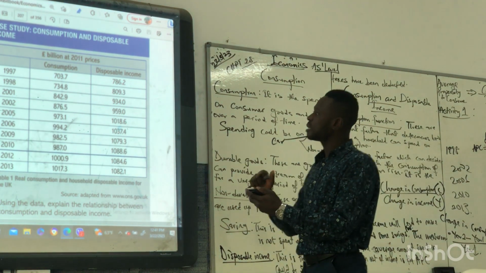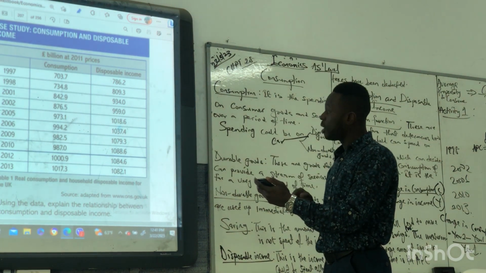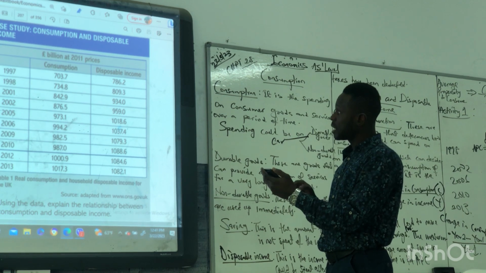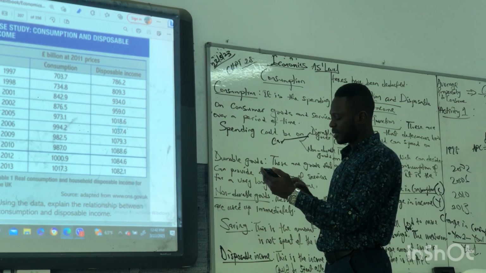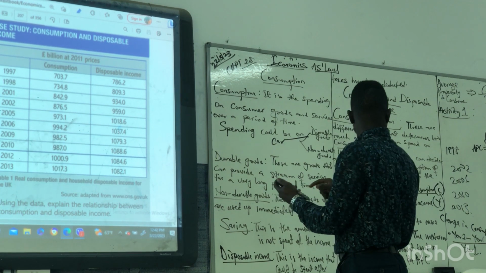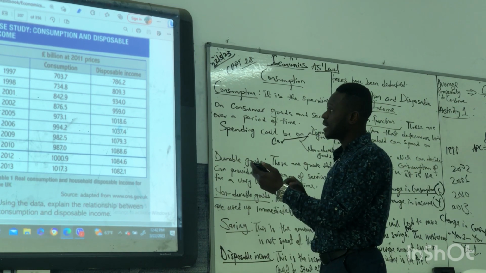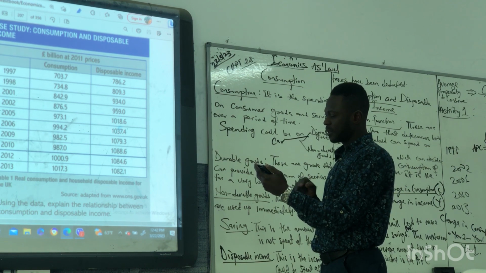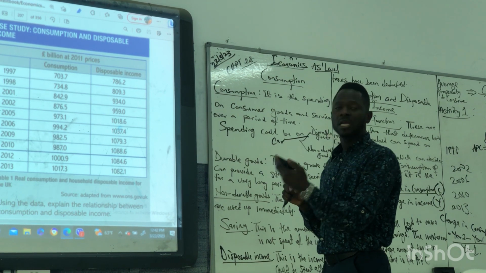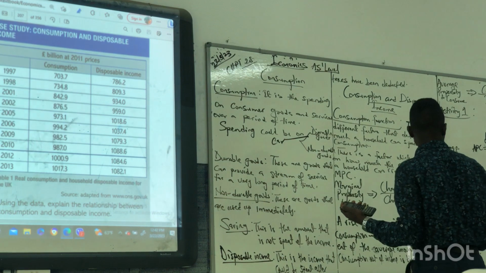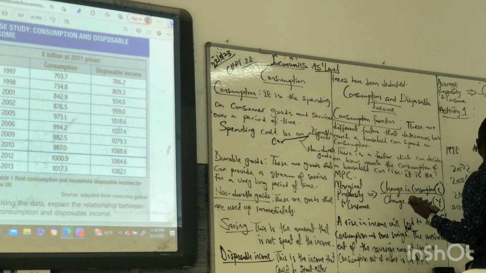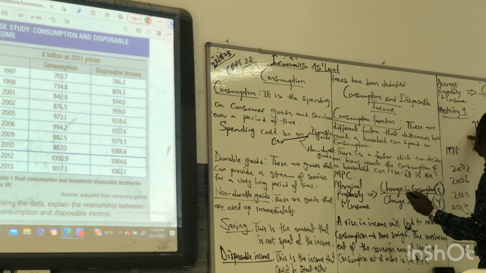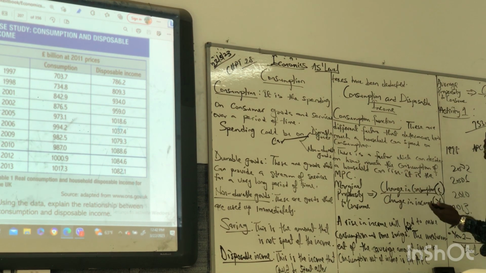So our year 2 consumption is 734.8 minus 703.7, divided by 703.7. That gives us 0.04, the change in consumption, over the change in income.